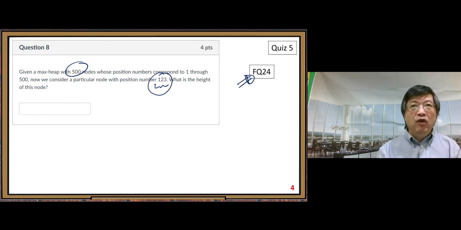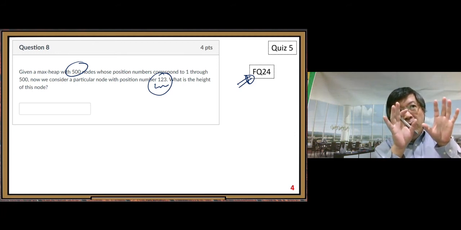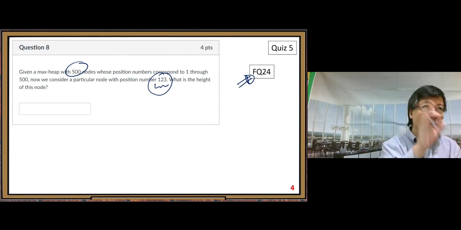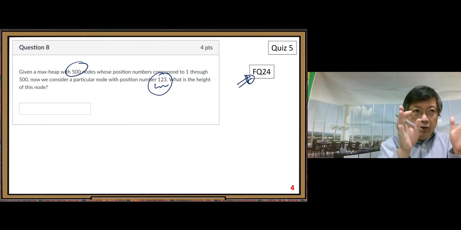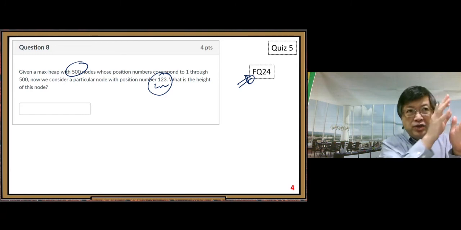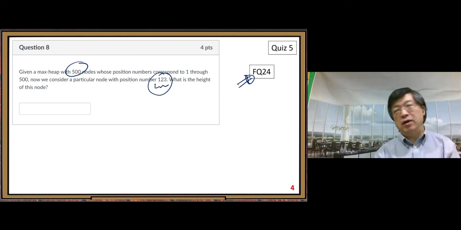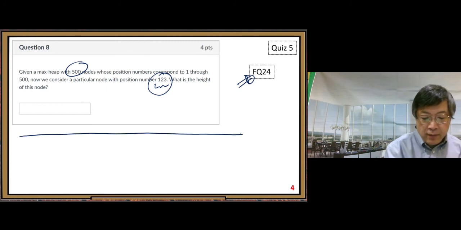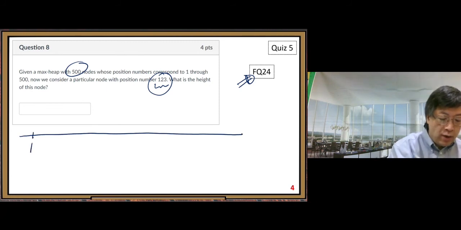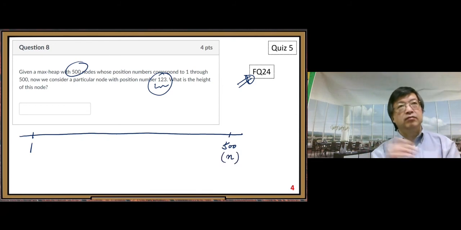We have the formula counting the number of nodes with a given height, but here we need to use information a little more than that formula, because we need to know which position numbers correspond to a certain height. So let me draw a straight line. The position numbers go from 1 to the last one, 500, which is our number of nodes, N.